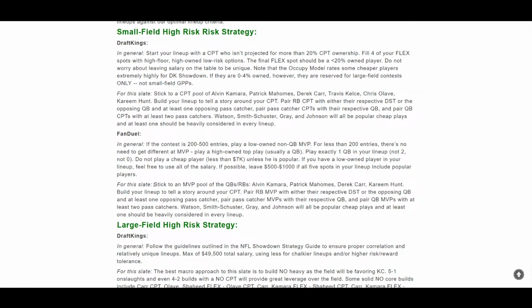Bismo says, for this slate, this is why I like the daily plug, because it gives us the general guidelines, and then how does that apply to tonight's slate? Stick to an MVP pool of the quarterbacks, running backs. Kamara, Mahomes, Carr, Kareem Hunt. I'll trust his judgment. We'll just do that tonight.